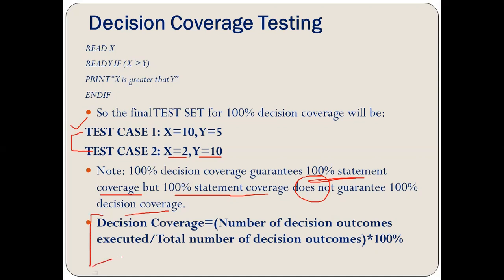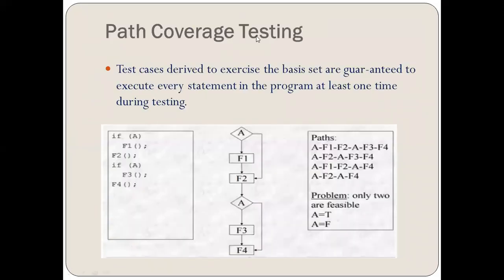For this, we have a formula. Decision coverage is equal to number of decision outcomes executed divided by total number of decision outcomes multiplied by 100%. So this is how we find out the percentage. Now, considering the third point, or the third type of white box testing, it is called path coverage testing.